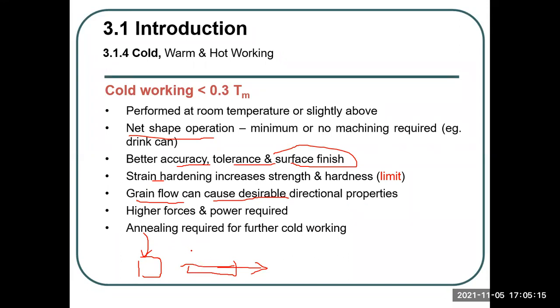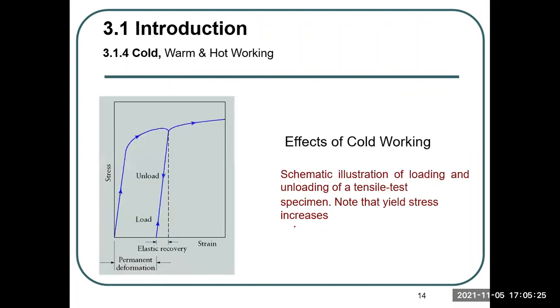But if it's cold work, obviously you need higher force and power because the material is not soft enough. So annealing is required for further cold working. Because of the strain hardening, you can imagine the yield strength keeps increasing. Before it was roughly here, and after one more time it is here. So that's cold work.